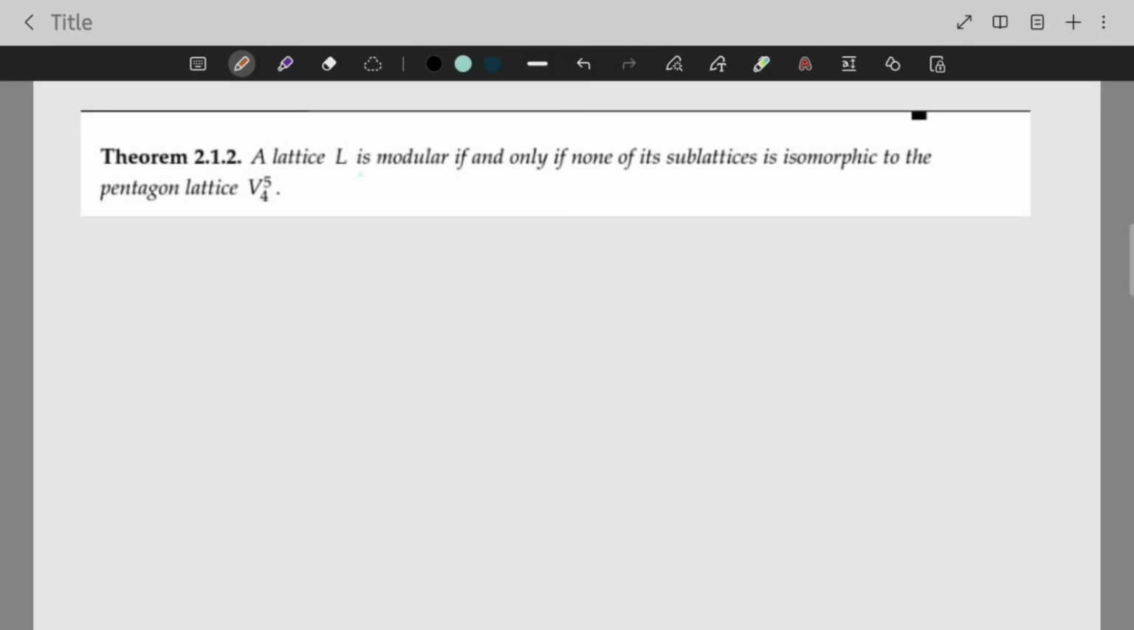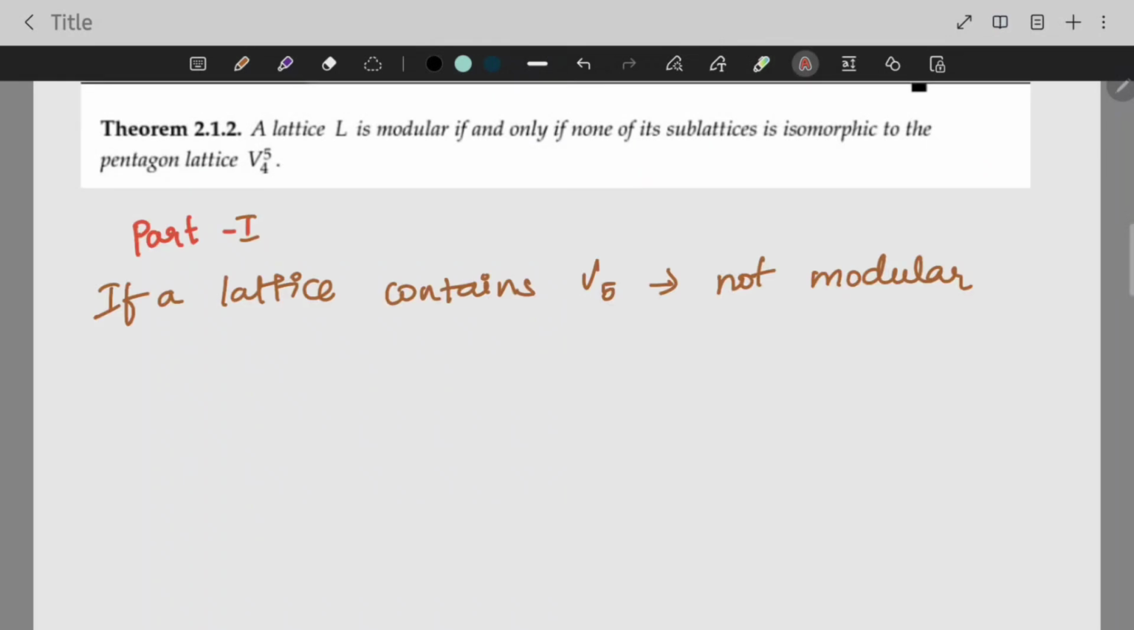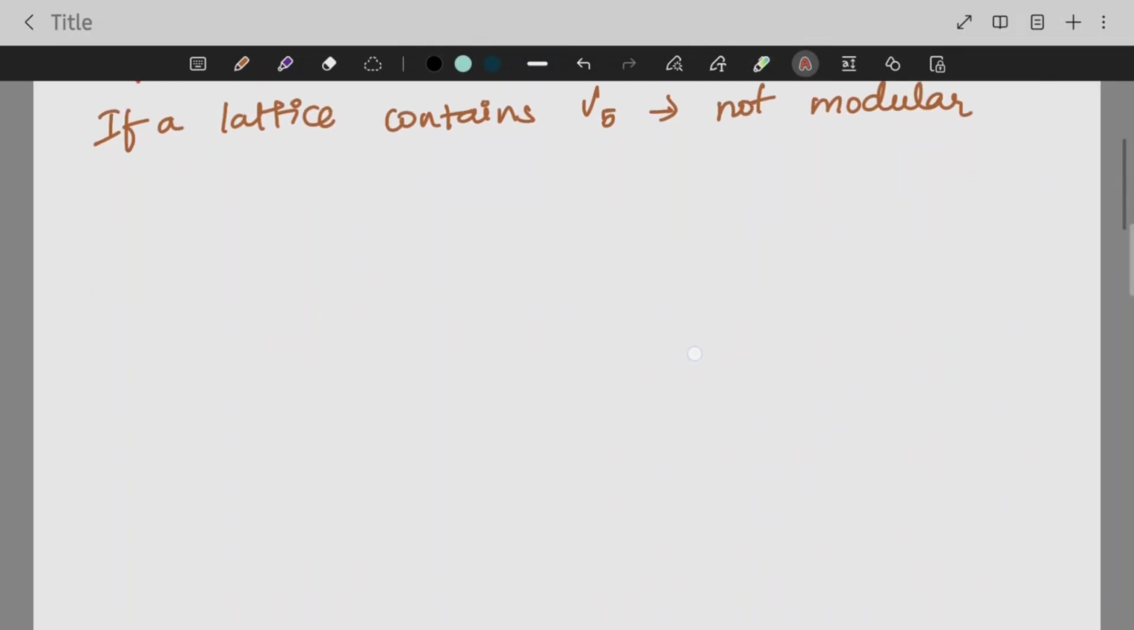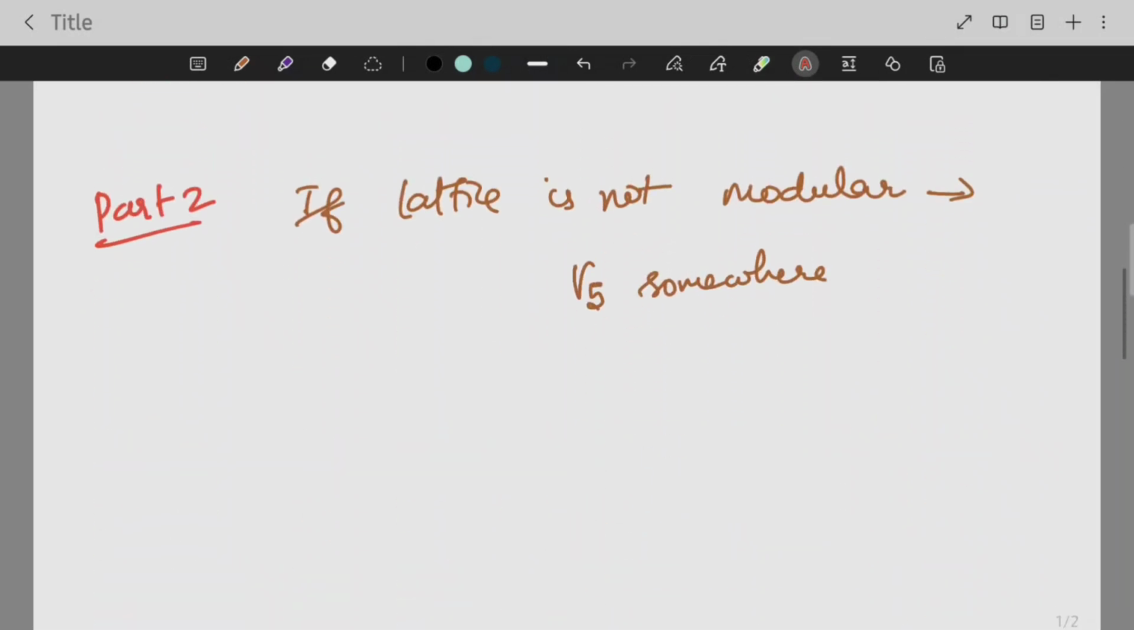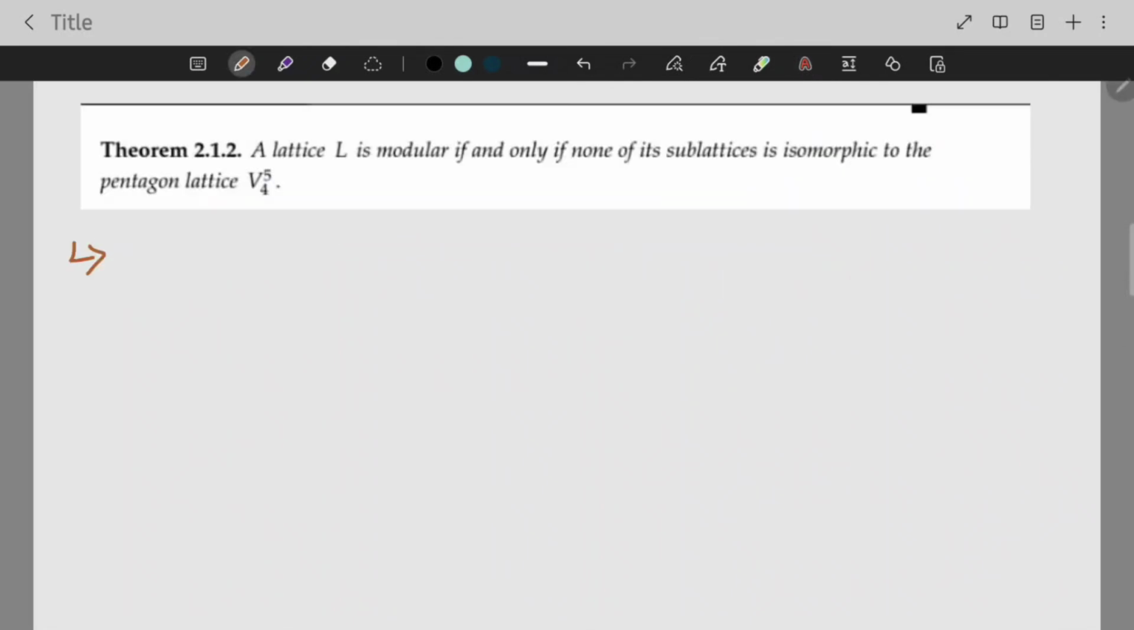A lattice L is modular if and only if none of its sublattices is isomorphic to the Pentagon lattice V5. Now, let's break the theorem into two parts. That is, if a lattice contains V5, then it is not modular. And the other part is, if a lattice is not modular, then it must have V5 somewhere inside. So first we take the forward direction of this theorem. That is, if L contains a sublattice isomorphic to V5, then L is not modular.